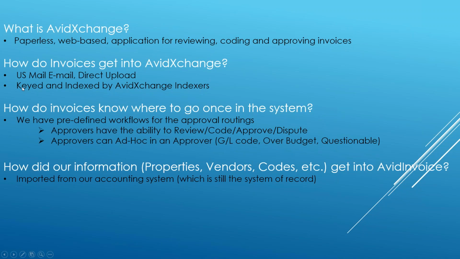Once those invoices are mailed to the P.O. box or emailed to the indexers, they receive those for your property, and they're keyed in by AvidXchange indexers on the back end, unless it's an invoice that you've received at your property and you need to get it uploaded and processed right away. How do your invoices know where to go once they're in the system?